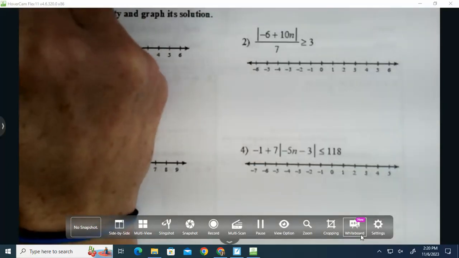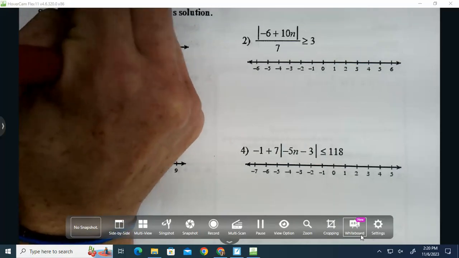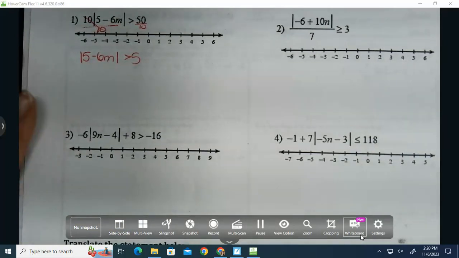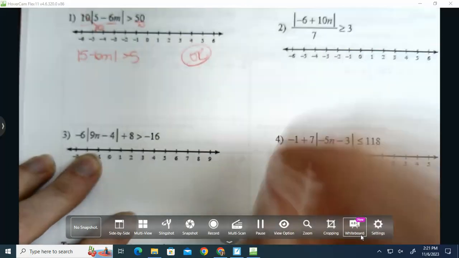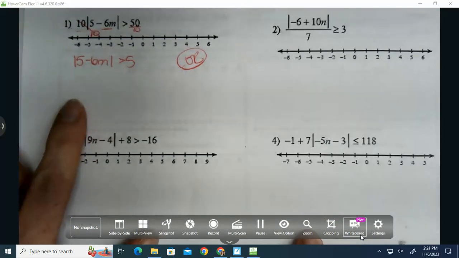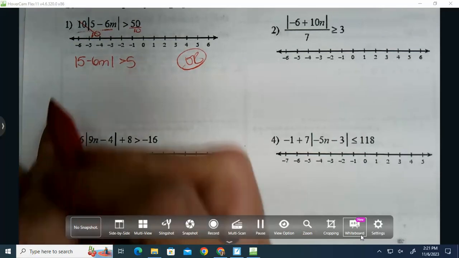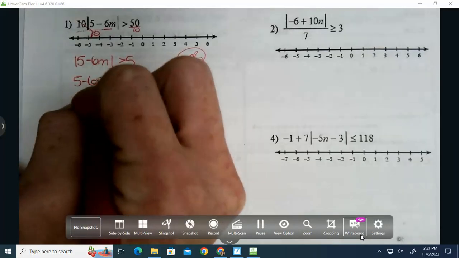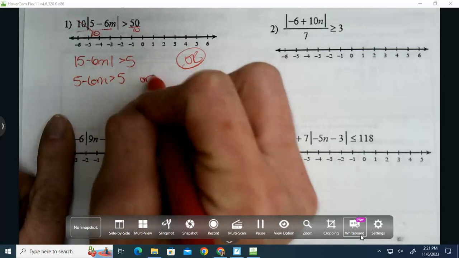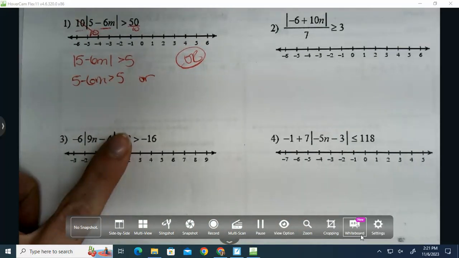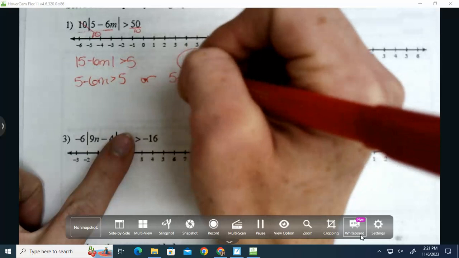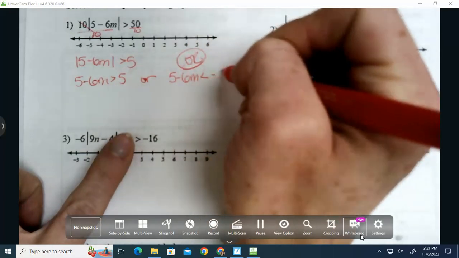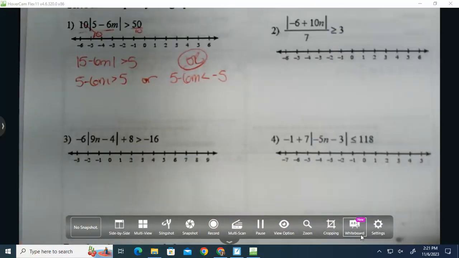Alright, so then I have the absolute value of 5 minus 6m is greater than 5. Once the absolute value is by itself, then we ask ourselves, is this an and or an or statement? Great, or is an or. So when we do ors, we set up two separate problems. The first one, all we do is drop the absolute value. The second one, we flip the inequality and make it a negative.